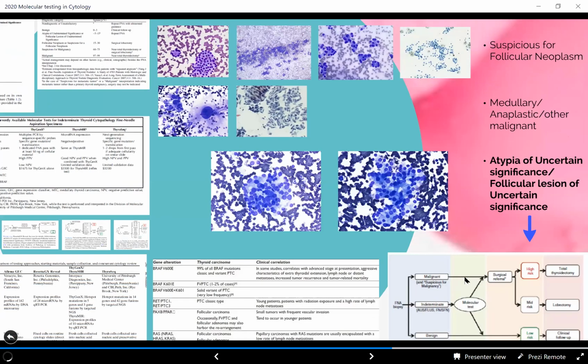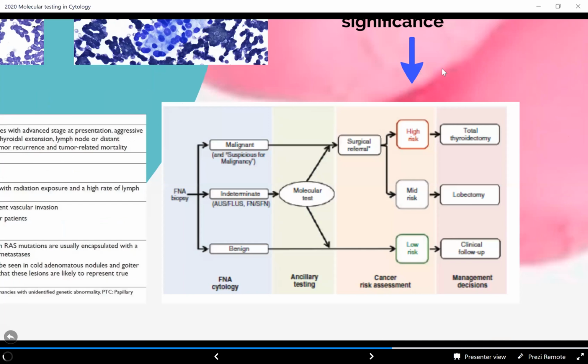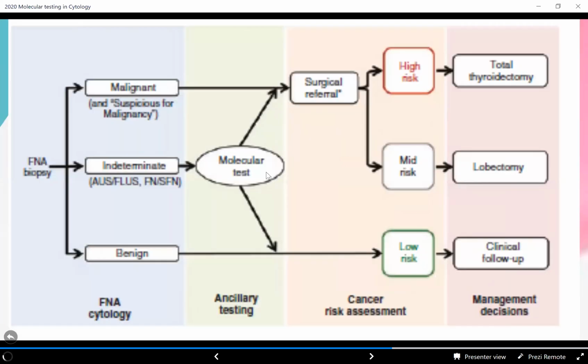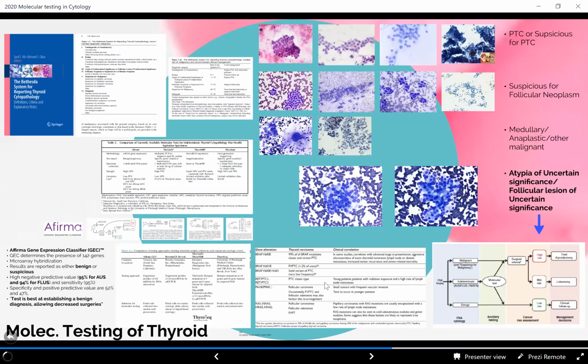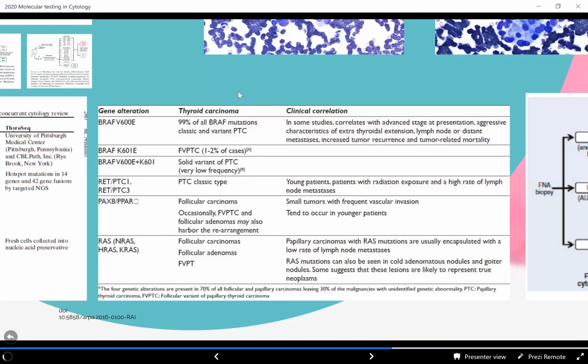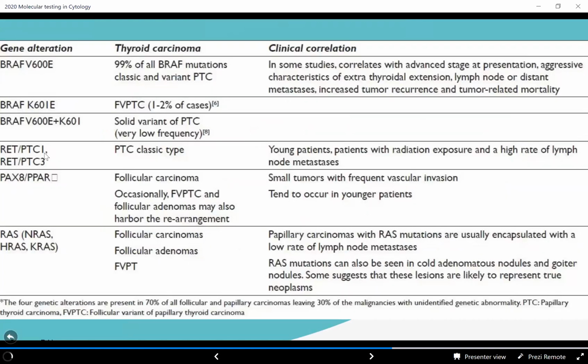So, malignant, surgical referral, high-risk, total thyroidectomy. Indeterminate, let's do a molecular test, and then do a surgical referral, and based on that, a thyroidectomy, or do a molecular test and find that it's low risk and do just clinical follow-ups. So depending on what the result is, that's how it will be done. So classic PTC is RET, follicular carcinoma PAX8, follicular carcinomas RAS.